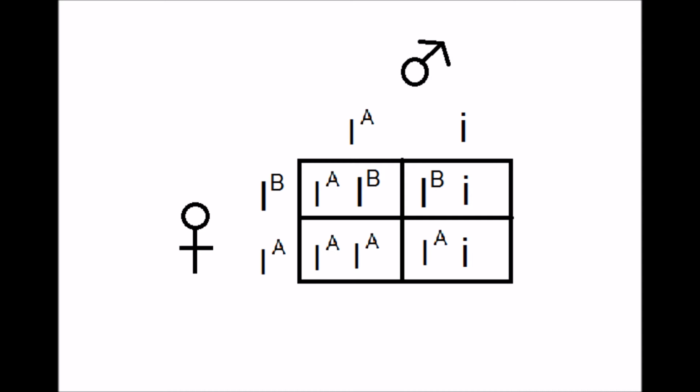In 2 out of the 4 boxes the child is in group A, so the probability of the couple's first child being in group A is 50%, and so is the chance of their second child being in group A. Therefore the probability of both their children being in group A is 1/2 times 1/2, or 1/4.